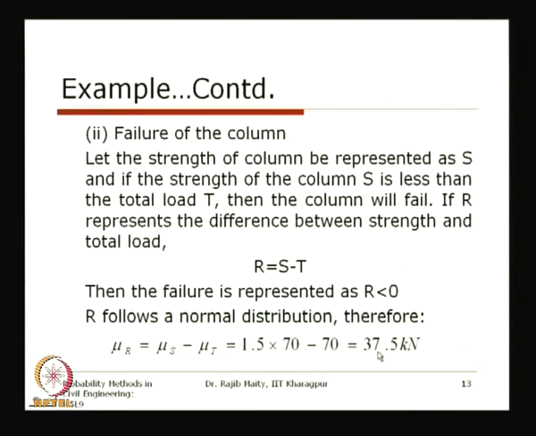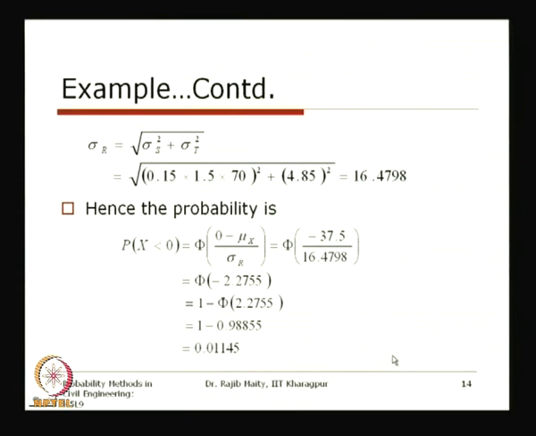So, R has a mean of this value, and we have to see its standard deviation as well. First we have to find the standard deviation of the strength. The coefficient of variation was given as 15%. So this 15% multiplied by 1.5 multiplied by the mean will give the standard deviation of the strength, and that squared, the variance, plus the variance of the total load, which is 4.85 squared.